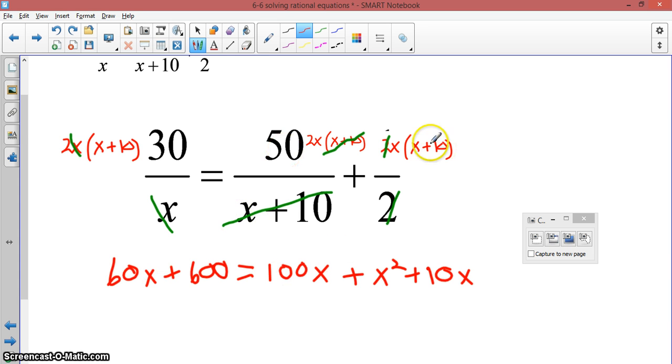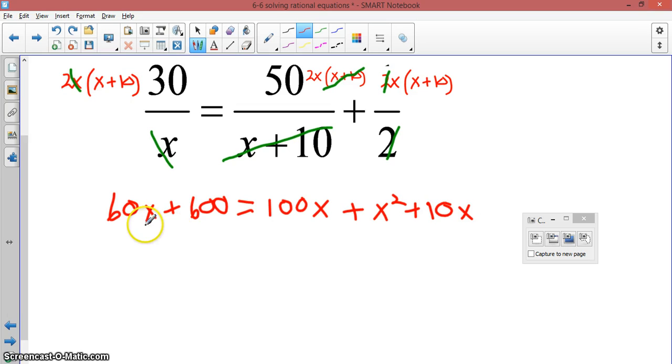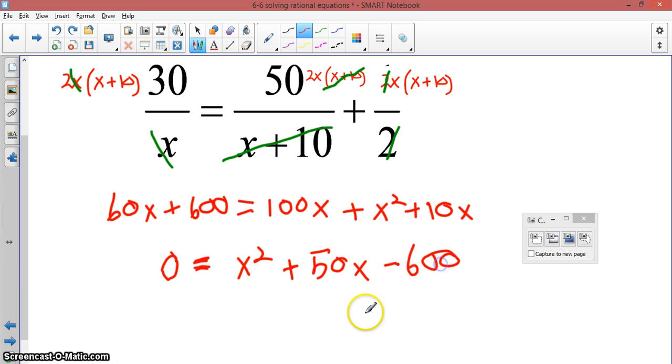Okay, and so what we have here is a quadratic equation. We've talked about how to solve these, let's go ahead and do it. Alright, so this is complicated looking, we have to get everything over on one side. I will subtract 60x and subtract 600. We're going to combine some like terms. You should get 0 equals x squared plus 50x minus 600.